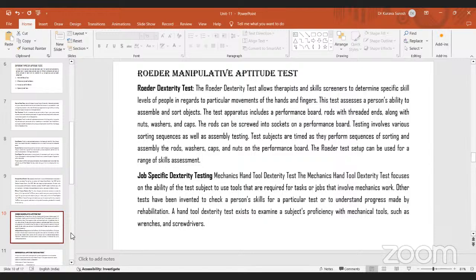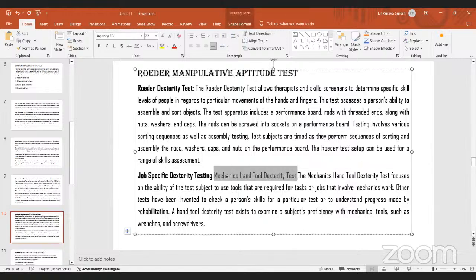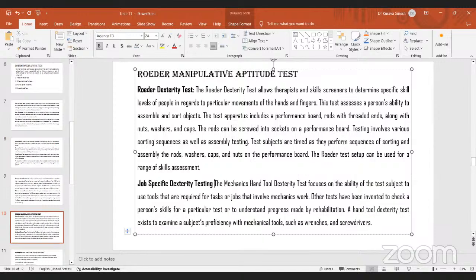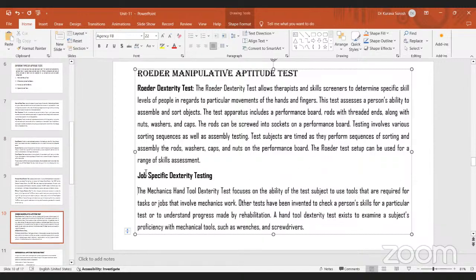Mechanical hand tool dexterity test. The mechanical tool dexterity test focuses on the ability of the test subject to use tools required for tasks or objectives involving mechanical work.